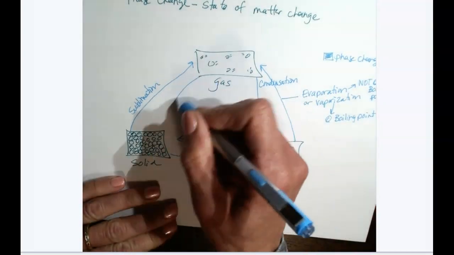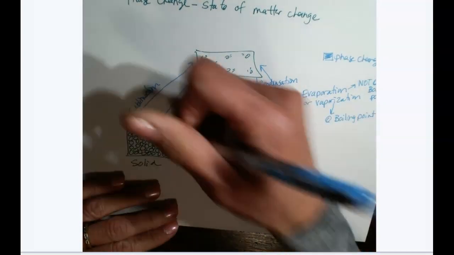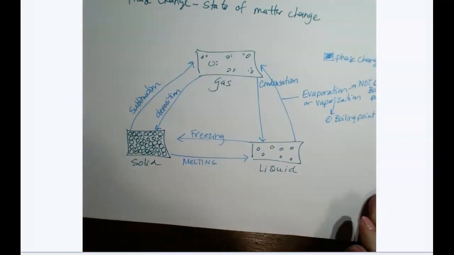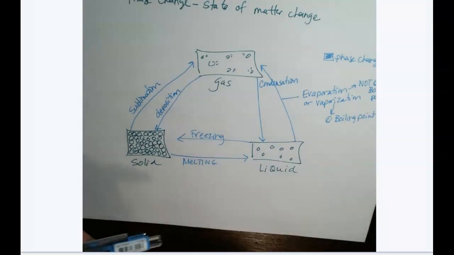And then our last one, gas to a solid, is called deposition. I think my handwriting is getting progressively better. Deposition. There's not too many substances that do this, but up in the clouds, when we get sleet or snow, a lot of times this phase change occurs up there. Okay, so these are our phase changes or state of matter changes. So we've got 6 of them: sublimation, deposition, freezing, melting, evaporation/vaporization, and condensation.